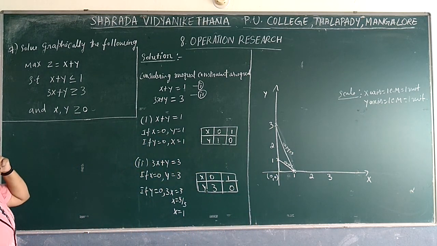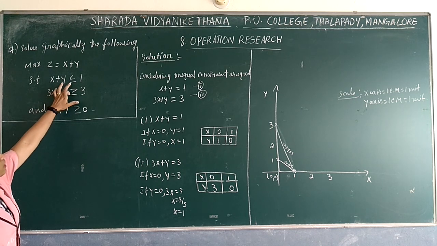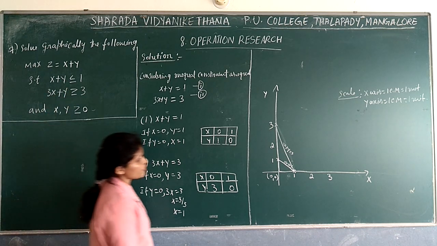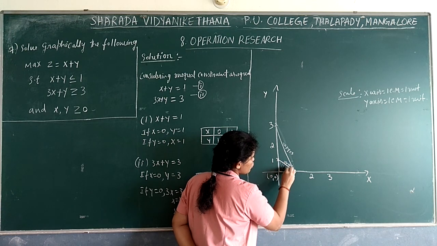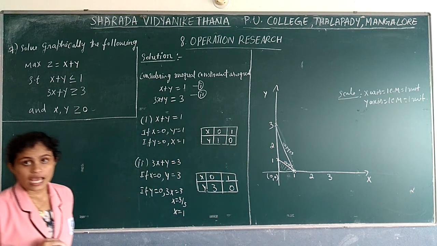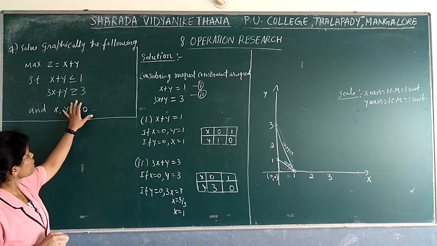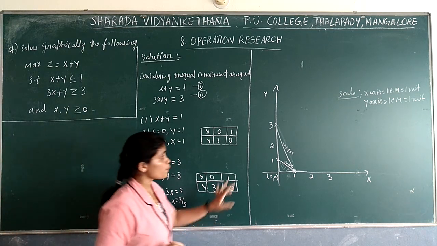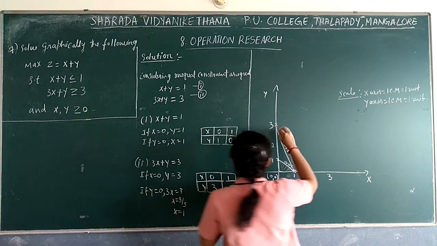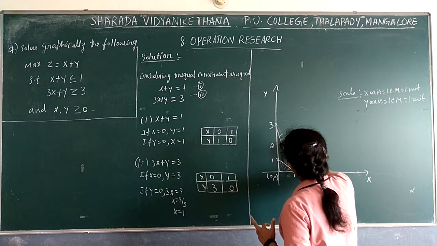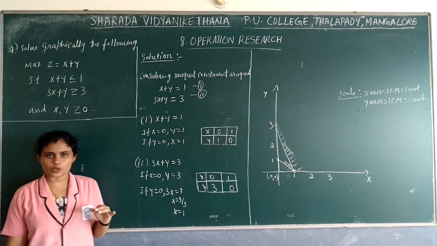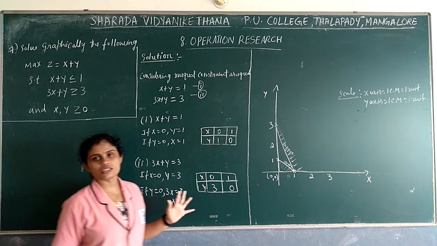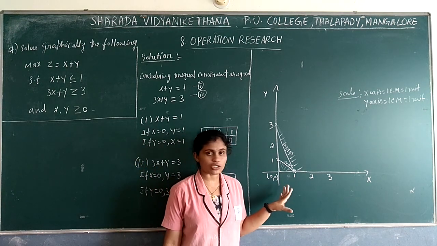Now see there, what is the first equation's side? That is less than. Less than means it comes towards the origin, and more than means it moves away from the origin. Now, can you see a feasible region in this particular problem? No, we cannot see a feasible region in this particular problem.